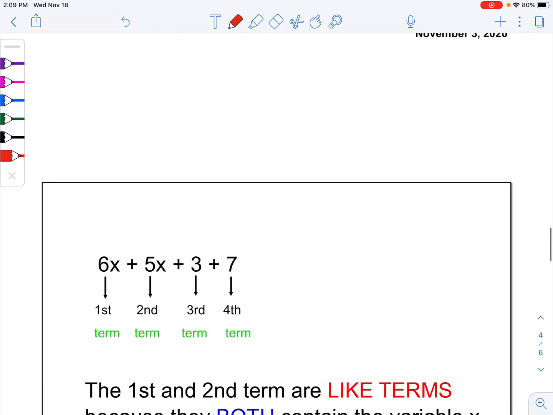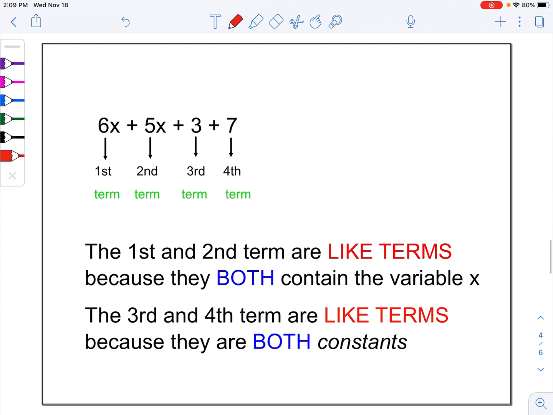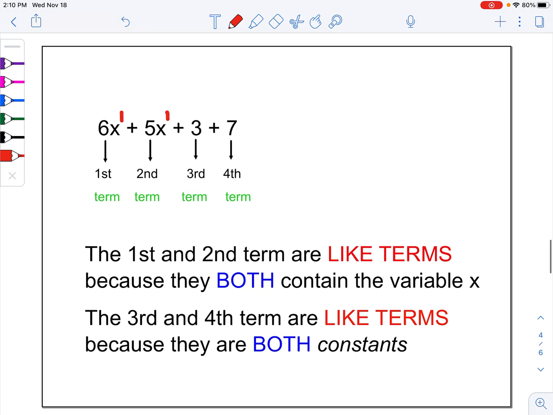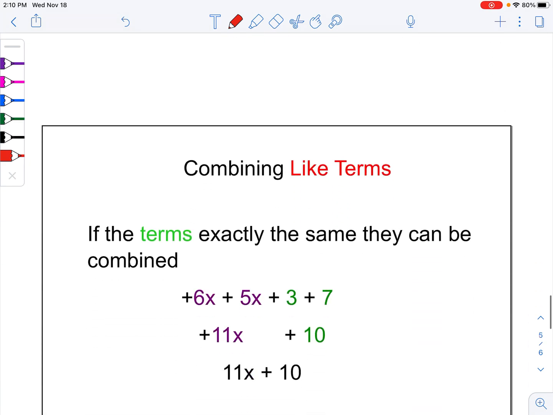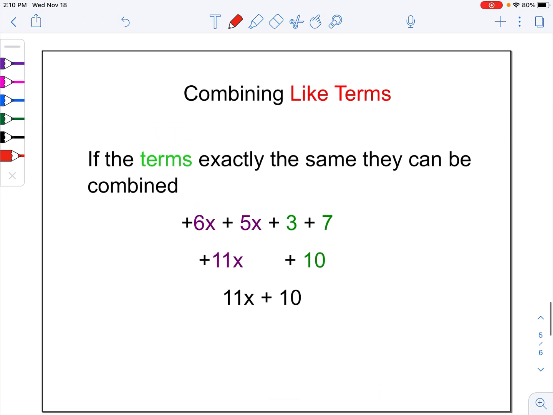Like terms is basically counting how many of each thing you have. So the first term here is a 6x. The second term is a positive 5x. The third term is a 3, and the fourth term is a 7. Well, you can see the first and second term both have an x, and they have the same exponent, which happens to be a 1. And then 3 plus 7 are just what we call constants. So that's just a number with no variable attached to it. So I can put some things together.